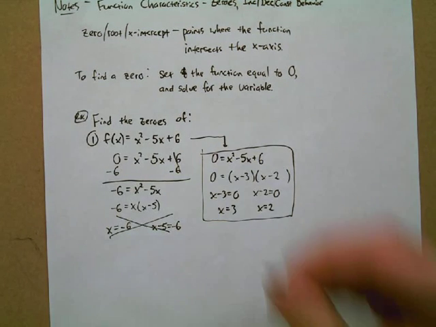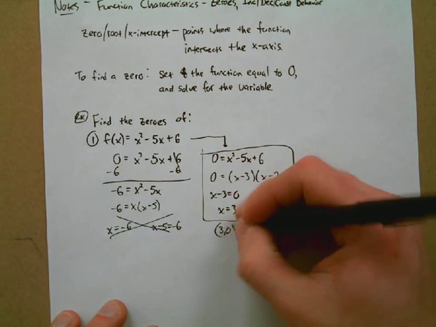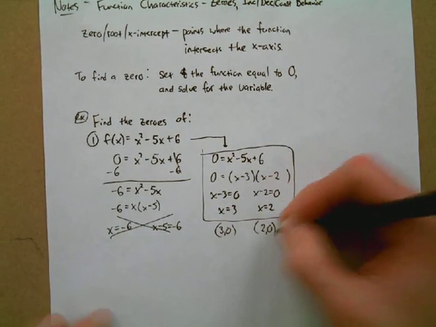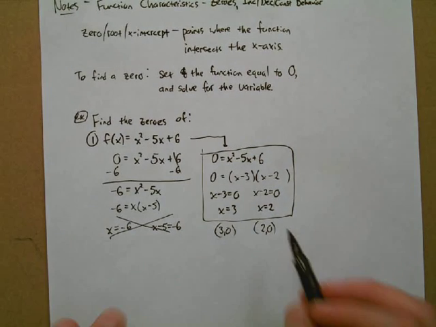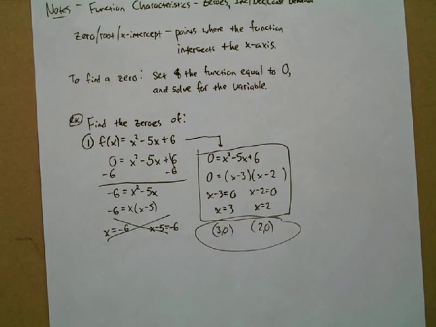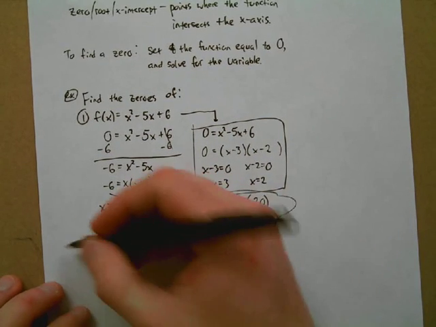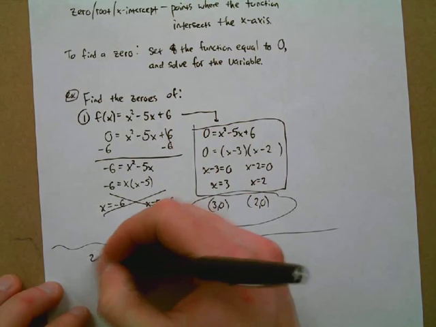All right. Very good. Well, let's try another one. H of x equals 3 over x squared minus 9.